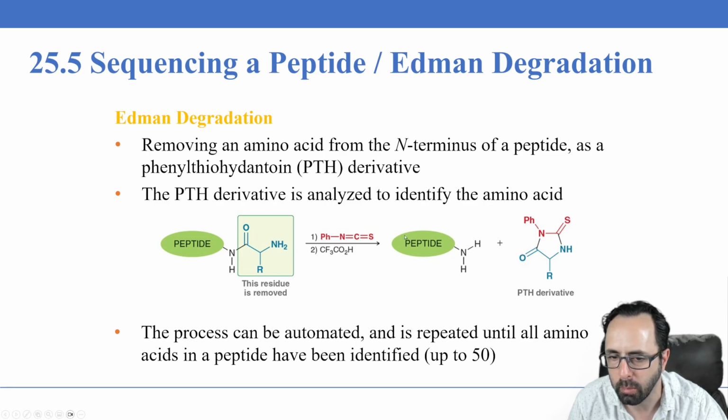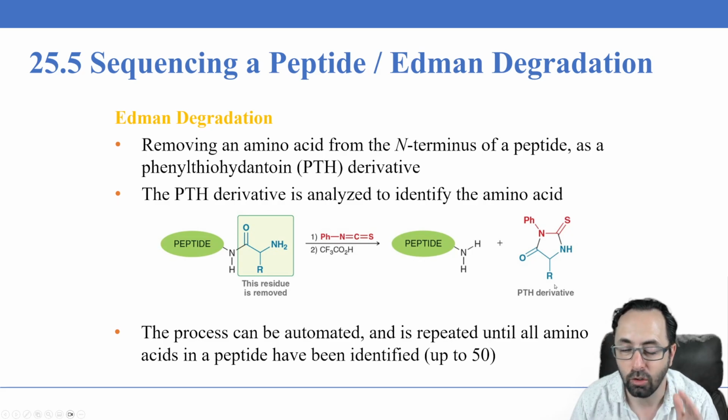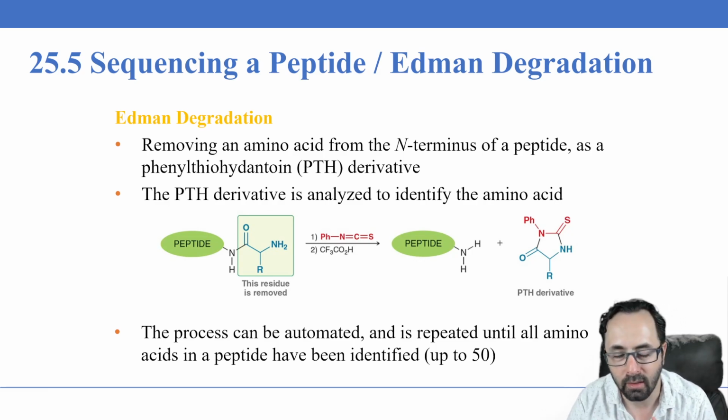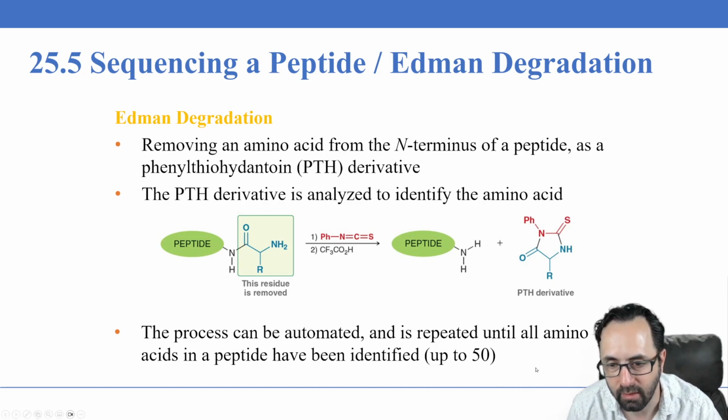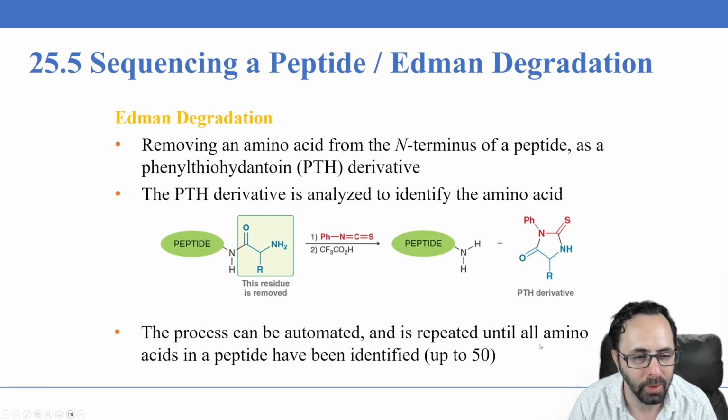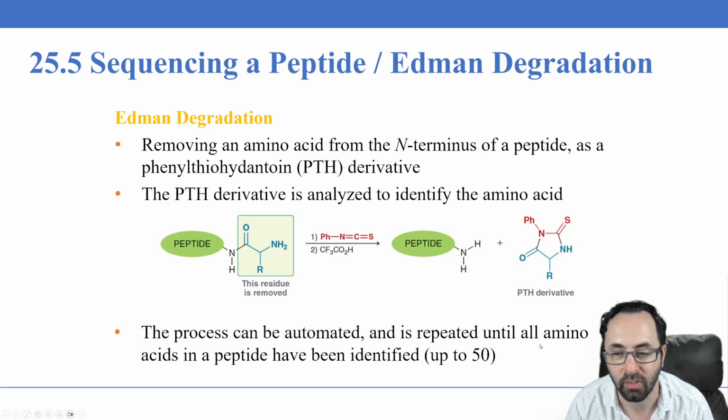And that amino acid will be bonded to the PTH. And here's the PTH portion right here. And so then this PTH derivative can be analyzed, and the identity of the N-terminus amino acid can be determined. And you can do this amino acid by amino acid, one by one, until you have the entire sequence. And this works for up to 50 amino acids. After that, essentially you end up with a lot of side reactions and junk that make it difficult to determine what the subsequent amino acids actually are.